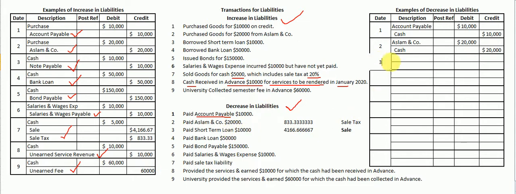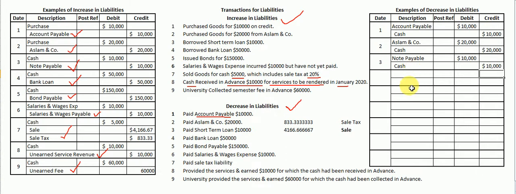Okay, so here you have to debit the notes payable account because it is a decrease in liability, and that is $10,000. You have to credit the cash account because you have paid the cash. Cash should be credited $10,000, cash or bank, whatever.